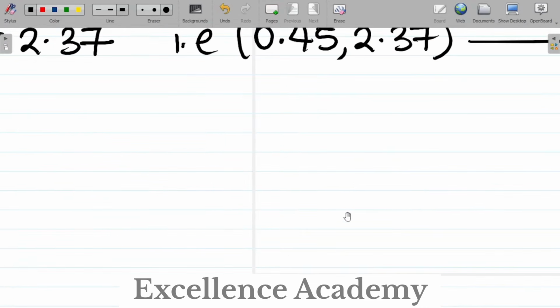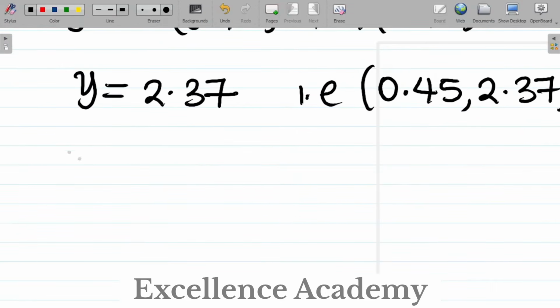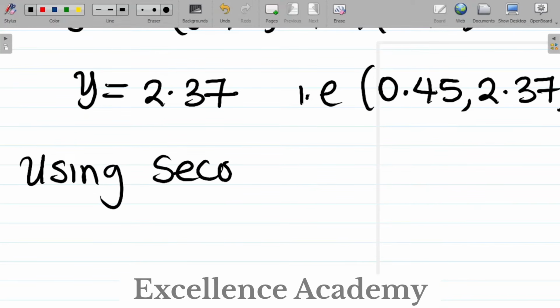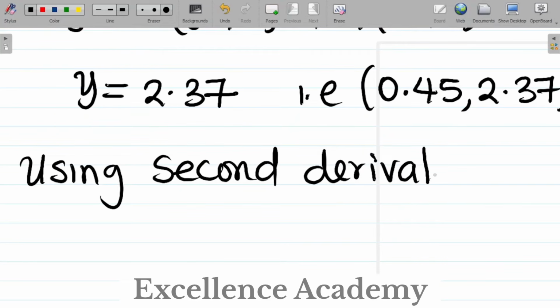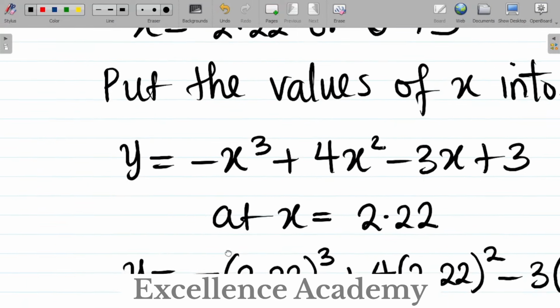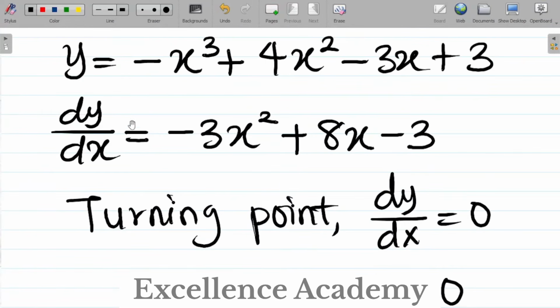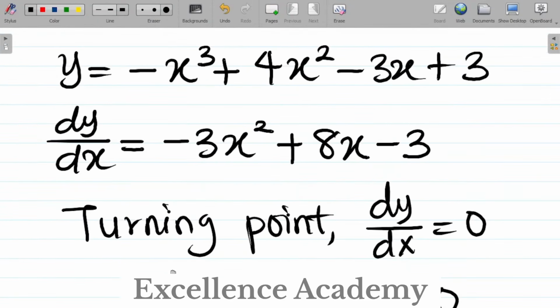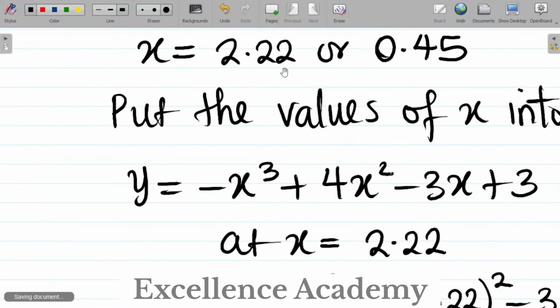How do we get minimum and maxima? We use second derivative tests. Now we have the value of dy/dx. To get the second derivative, we'll have to differentiate the value of dy/dx. If I do that, differentiating minus 3x squared gives minus 6x, plus differentiating 8x gives 8. So the value of d squared y over dx squared is minus 6x plus 8.